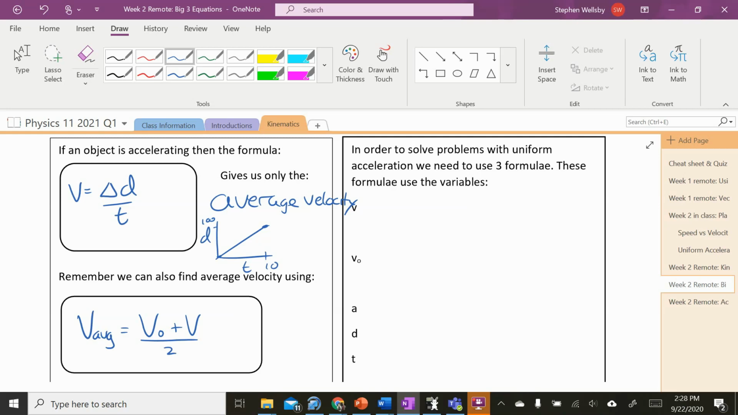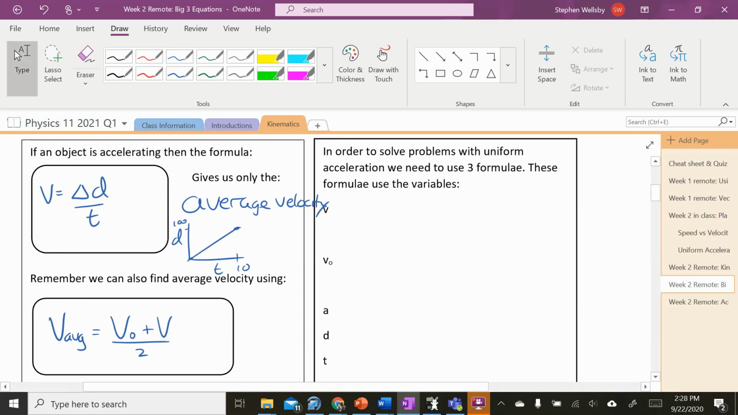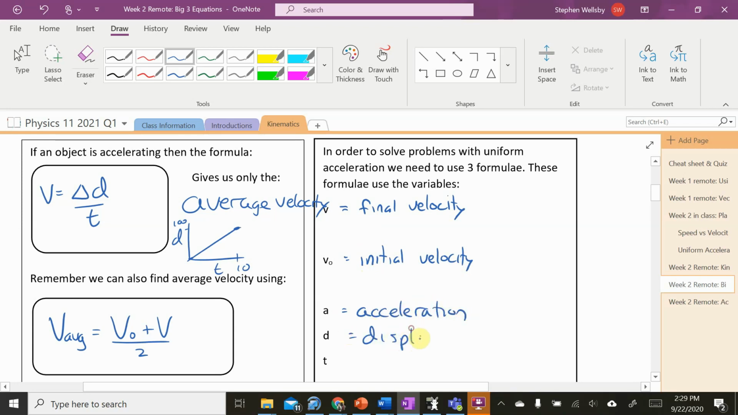We do have three formulas that we're going to introduce today that will give you a fuller picture of how that object moved, or in other words, the kinematics of that object. For these three formulas, we are going to use these five variables. v is our final velocity. This is our initial velocity, v naught. And of course, this is acceleration, displacement, and time. These are our five variables that we're going to be using for all of these formulas.